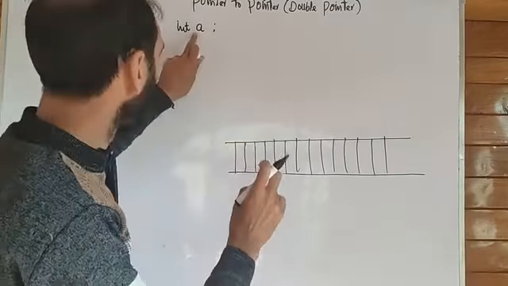For example, the memory manager allocates 4 bytes of memory for this pointer. Its address starts from 200, then 201, 202, and 203.